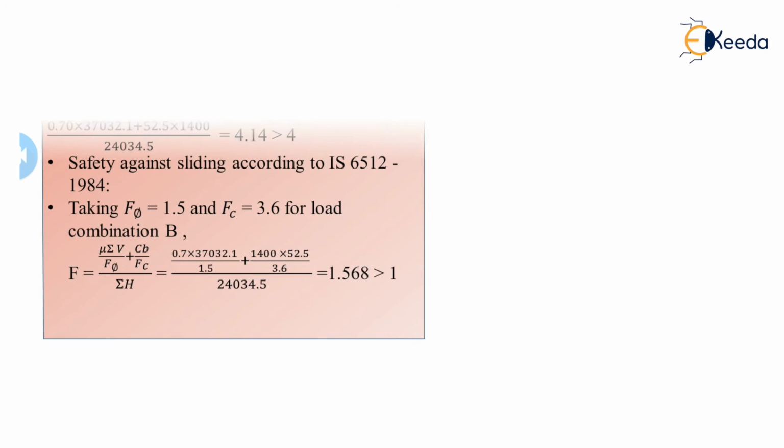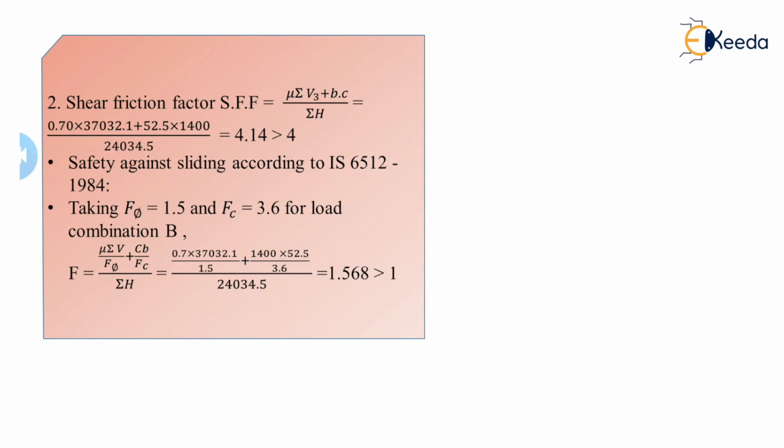So it is safe in sliding. Shear friction factor: the equation is mu into summation of vertical forces plus width of our dam into C coefficient, then divided by summation of H. By substituting all the values, we get 4.14, which is greater than 4. Hence, it is unsafe in shear friction factor.